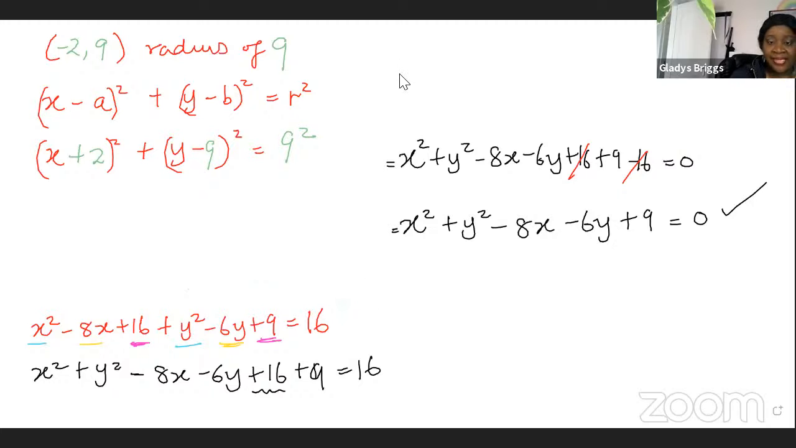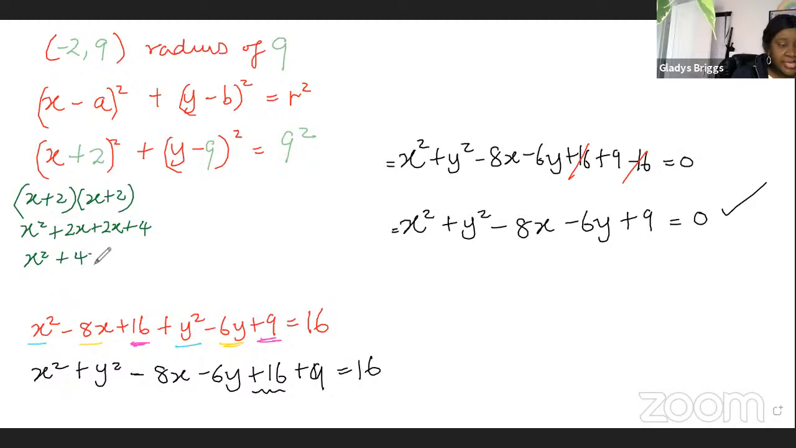So let's do that expansion. x plus 2 squared is x plus 2 times x plus 2. This is x squared plus 2x plus 2x plus 4. And this is x squared plus 4x plus 4.